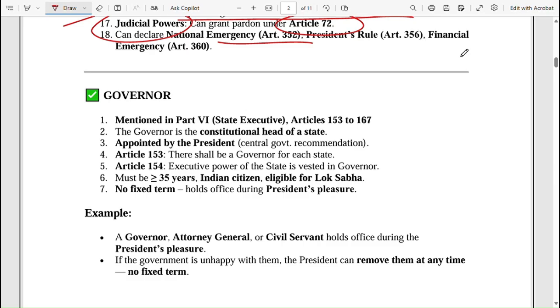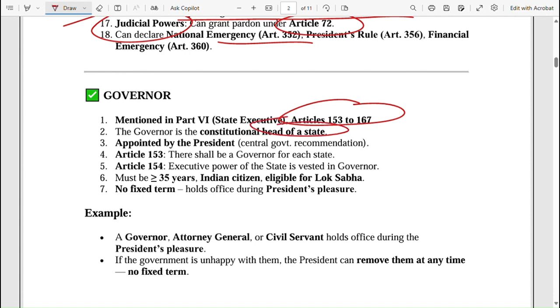The governor. The governor is mentioned in Part 6. This is related to the state, right? The president is for the whole nation. The governor is mentioned in Articles 153 to 167. Here it is very similar to the president as well. For the governor there are no changes. It is exactly like the president. Whatever powers and roles the president has will be governed by the governor, right? So the governor is the constitutional head of the state here.